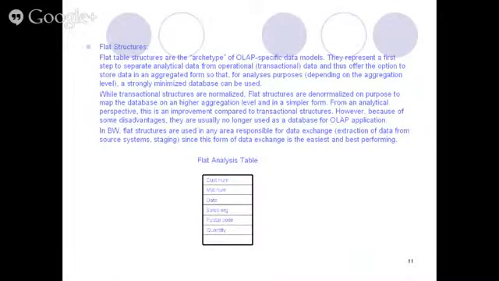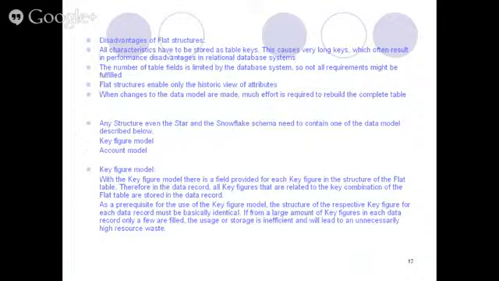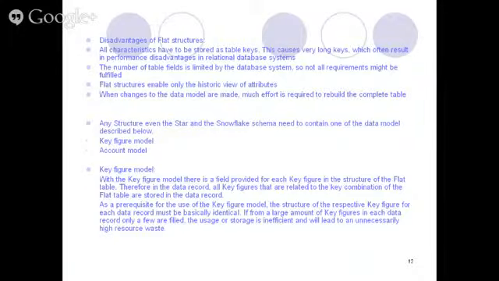Generally, in our system, the OLAP specific data models have flat structures, and we have two types of models: the key figure model and the account model. Even in any schema, like star schema or snowflake schema, these are the two types of models we use. Either the data is in key figure model pattern or in account model pattern. So what is the key figure model?